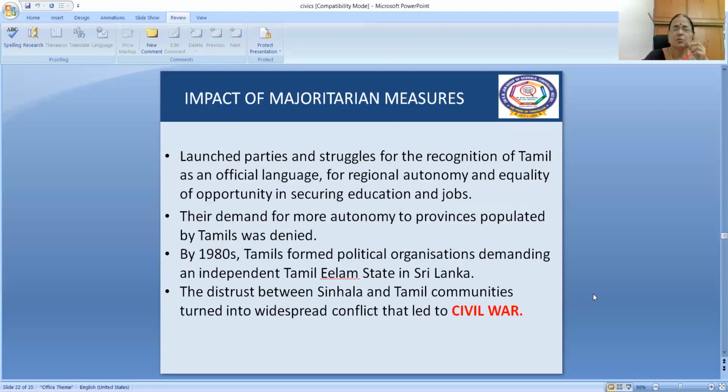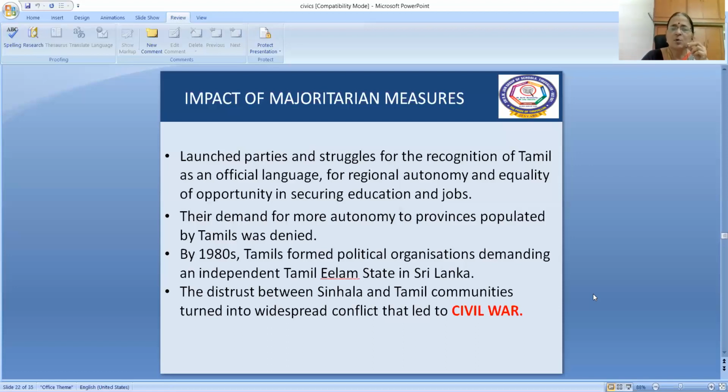The second demand was regional autonomy. That is, wherever Tamils have settled, they wanted self-rule in the provinces where they have settled. And equality of opportunity in securing education and jobs. This was the third demand. These were the demands from the Sri Lankan Tamils.